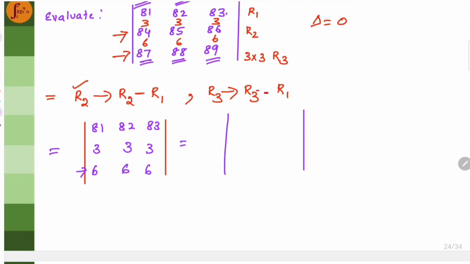The determinant will be k times the determinant. If you take 2 as common outside, you'll get 3, 3, 3, and then you'll have 3, 3 here, and 81, 82, 83. So you have 2 identical rows. Because there are 2 identical rows, the determinant becomes 0.